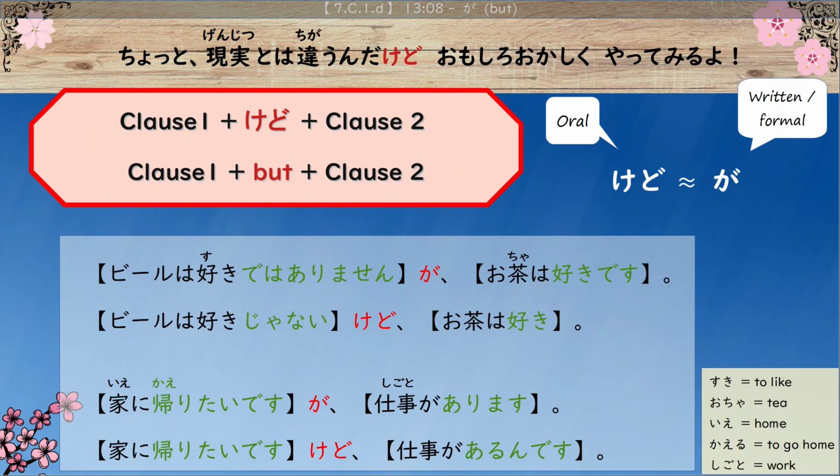Then, 家に帰りたいですが、仕事があります. So same thing, kind of a typical textbook sentence. So 家に帰りたいです. I want to go home. が but 仕事があります. I have work. And then just to show you that you can use kedo and be polite, 家に帰りたいですけど、仕事があるんです.